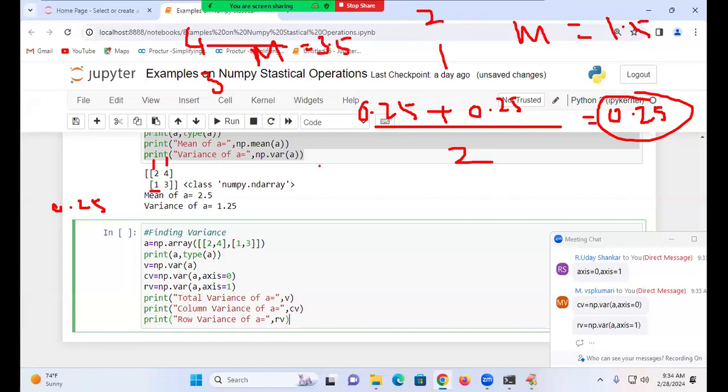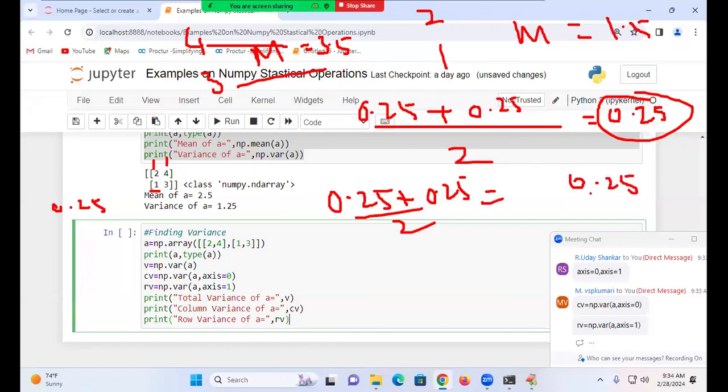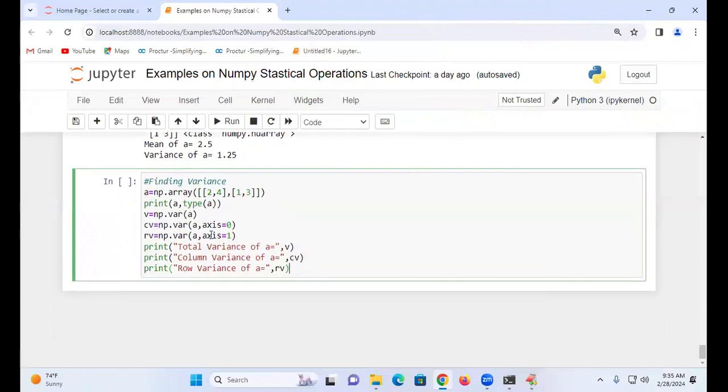Now what is this now? 0.5 means what? 0.25. This is also what? 0.25. What is this now? By 2. Also called what? So what is the column variance? 0.25, 0.25. That is for what? Column variance. Able to get it? Next, go to what variance next?